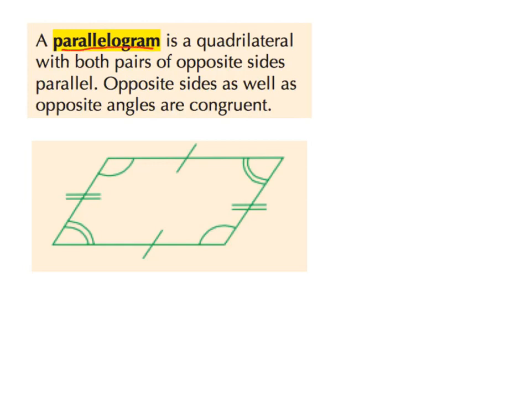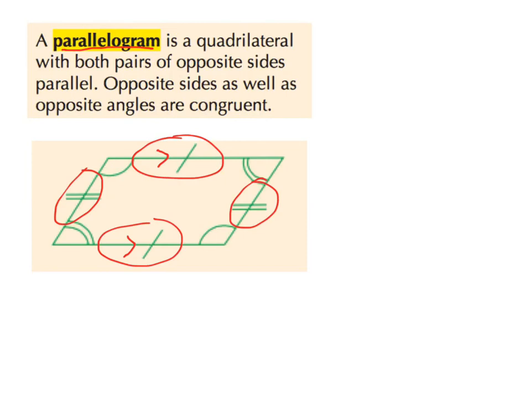A parallelogram is a quadrilateral with both pairs of opposite sides parallel. So in a parallelogram, look at this side and this side, opposite sides, they are parallel to each other, and this side and this side, which are opposite to each other, they are also parallel to each other. So this is a parallelogram. So in a parallelogram, opposite sides are parallel.